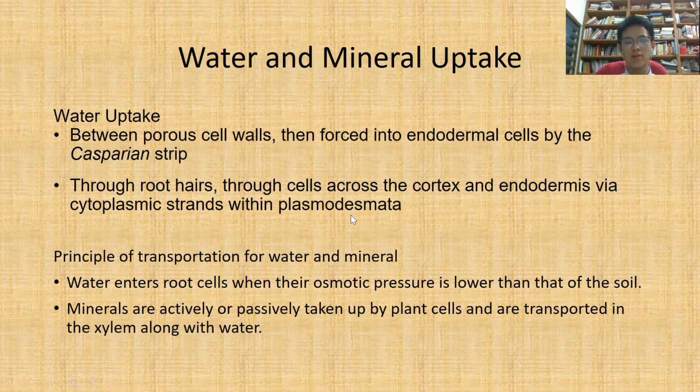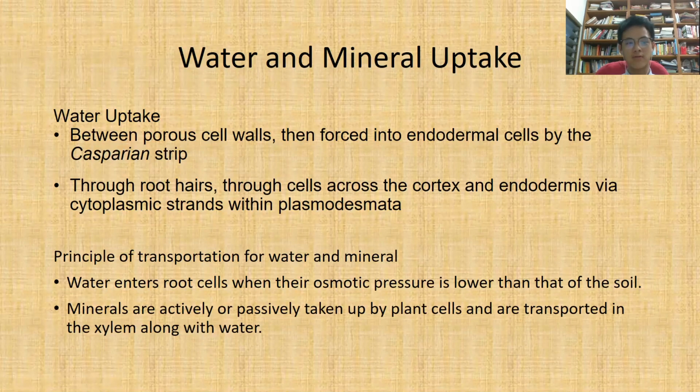Regarding the Casparian strip, if you have ever learned about root pressure, you should know that the Casparian strip is the main reason why root pressure is exerted. As a brief introduction, the Casparian strip is a waterproof strip embedded with lignin. Therefore, it is a very strong protection as a boundary between the endodermis and the cortex region.